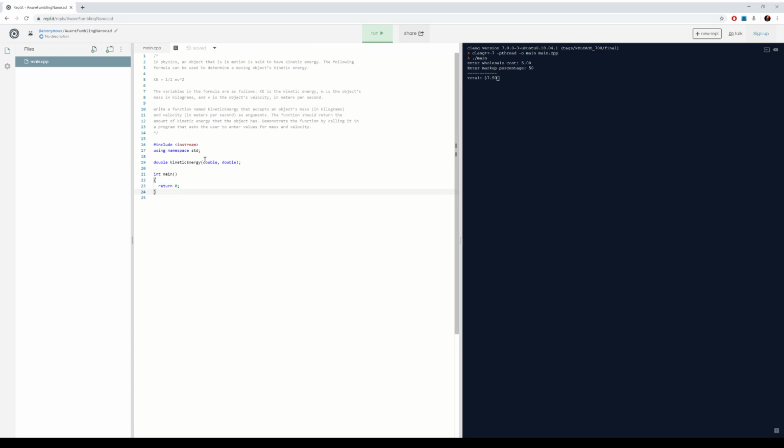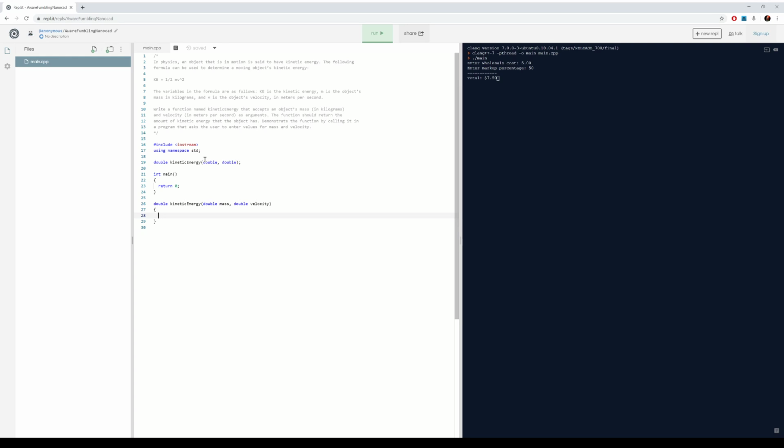Okay. Now we can actually go ahead and write out the function down here. So again, double kineticEnergy. The first argument is going to be the mass, and the second argument is going to be the velocity. So what does this function return? Well, it returns 1/2 times the mass times the velocity squared.